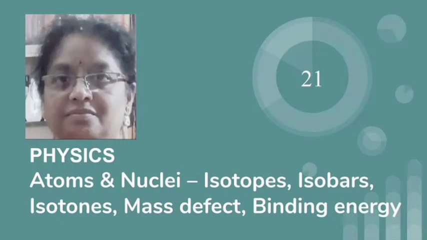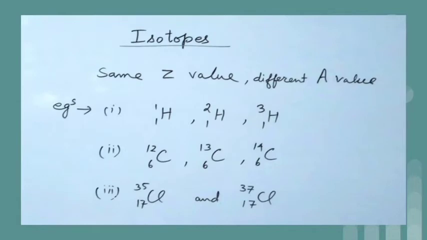Hello students. Today our topic is mass defect and binding energy per nucleon. But before that I would like to talk a little about the isotopes, isobars and isotones. Isotopes of an element are the atoms of the element having same atomic number, that is Z value is same but different mass number A.